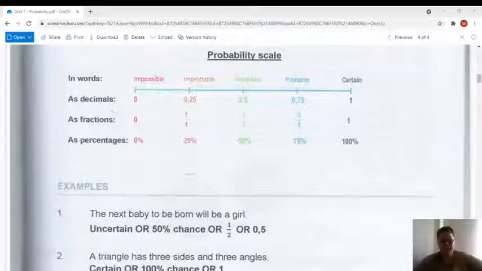Are we all understanding? If you look at these decimals, fractions, and percentages, they are all equal to one another. So if you write down 0.5 uncertain, that would still mean there's half a chance of it happening, or finishing it, or whatever the probability is that you're working on. And there's a 50% chance.